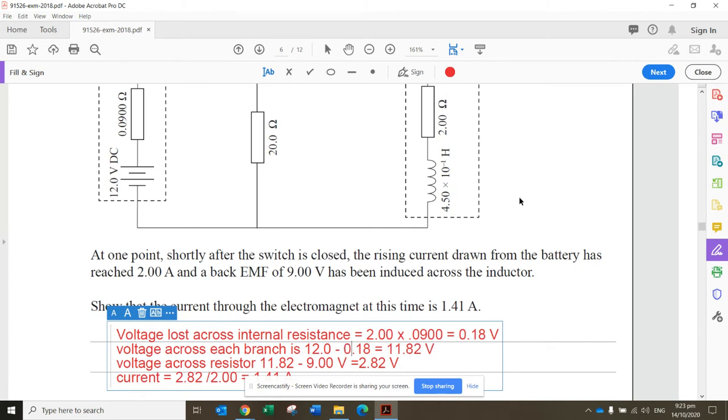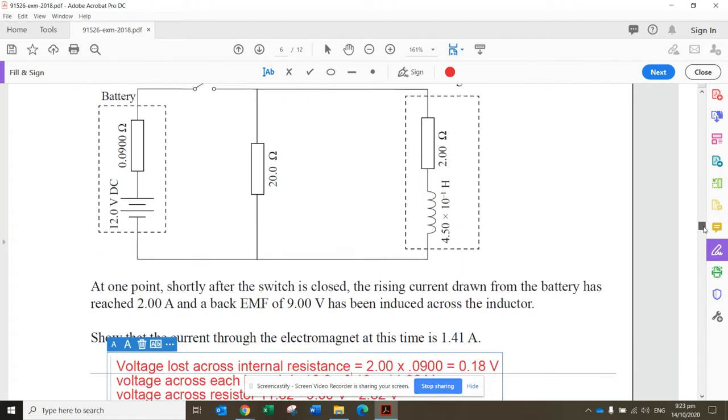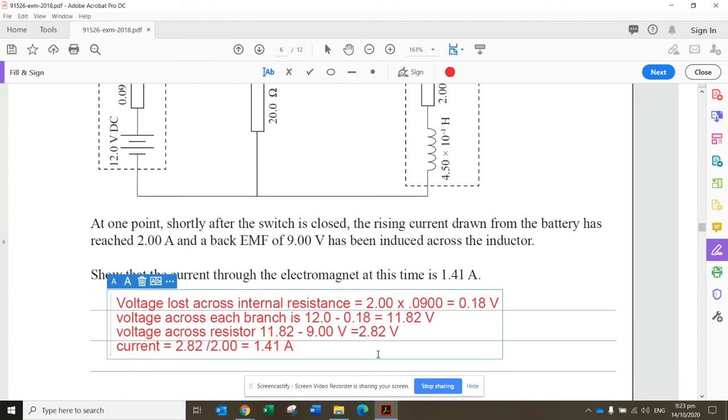So that whole bottom branch has got 11.82 volts, but the voltage across the inductance is 9 volts. So the voltage across the resistance is 11.82 minus 9, which is 2.82 volts. Now the current in any branch is determined by the voltage across the resistor divided by the resistance. So 2.82 divided by the resistance is 2 over here. That's how you get the 1.41 amps.